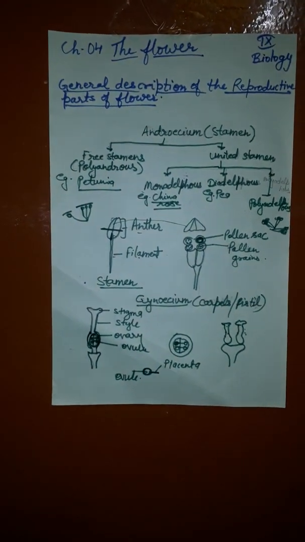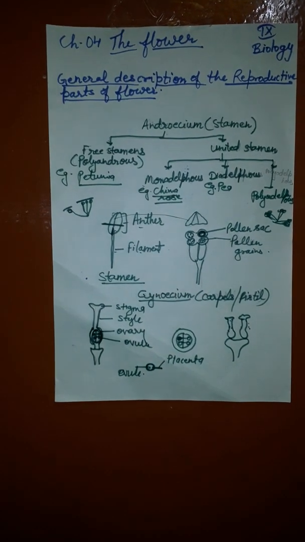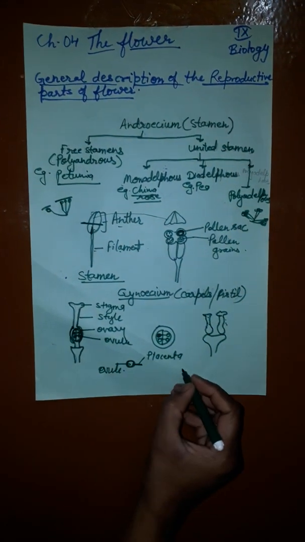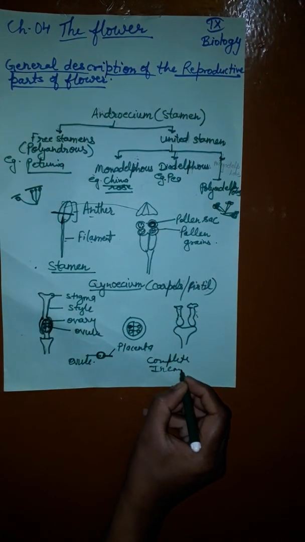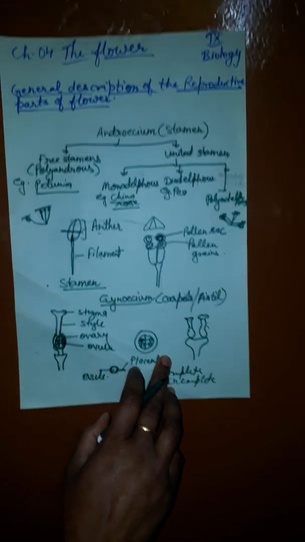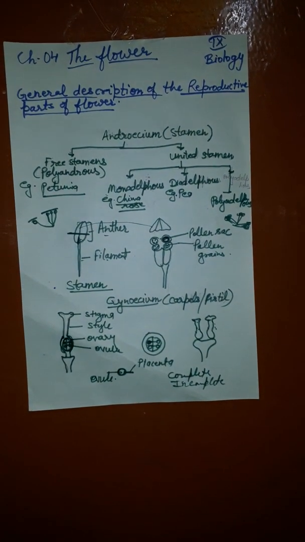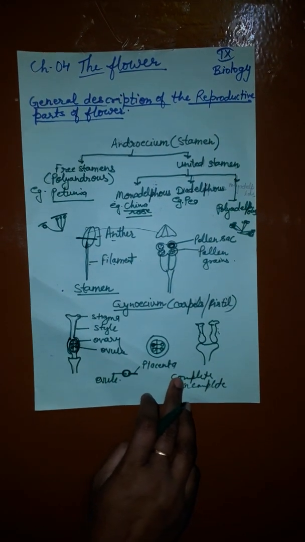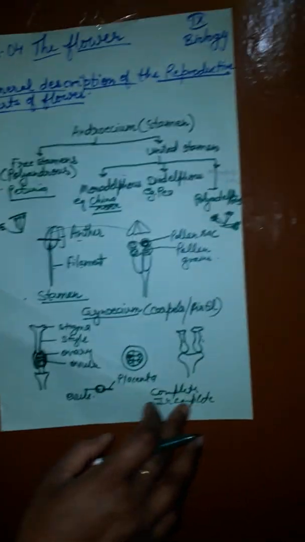According to the presence or absence of whorls, flowers are of two types: complete or incomplete. What is complete? All four whorls are present: sepals, petals, stamens, and carpels. All four are present, and that is called a complete flower. If any one whorl is absent, it is called an incomplete flower.